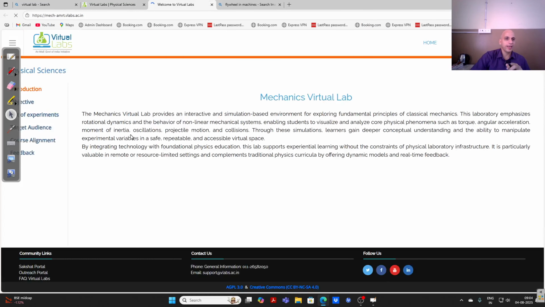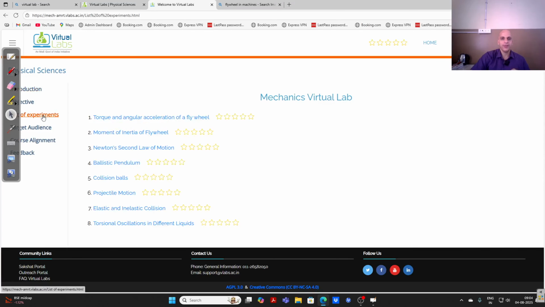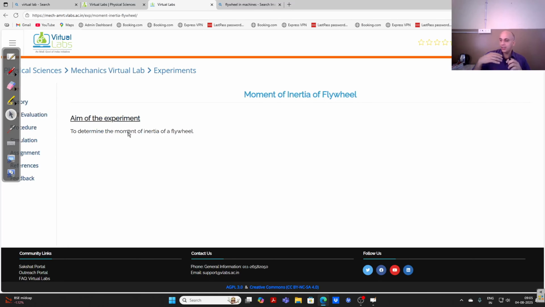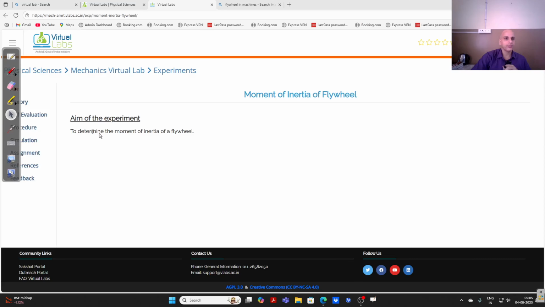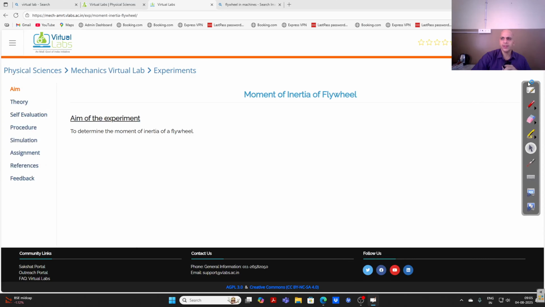When you go to the mechanics virtual lab, you have to go to the list of experiments, right? You can see here moment of inertia of a flywheel, torque and angular momentum, acceleration of flywheel. All these experiments are listed here. So I am going to the moment of inertia of a flywheel, right? And the aim of this experiment is to find out the moment of inertia of a flywheel, right? You can see here, aim of the experiment is to determine the moment of inertia of a flywheel.